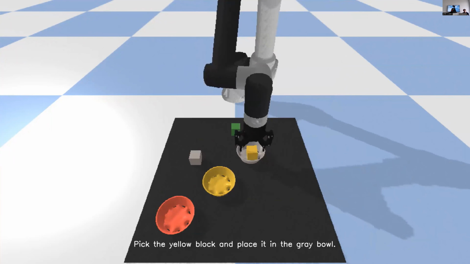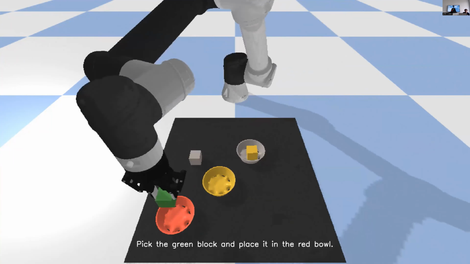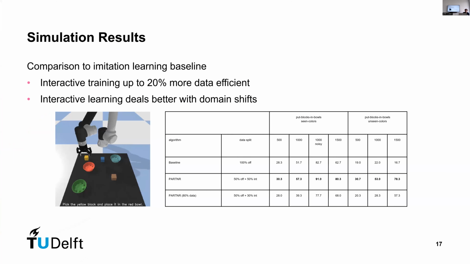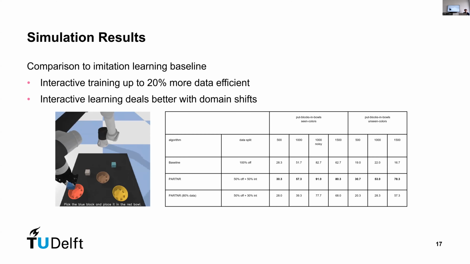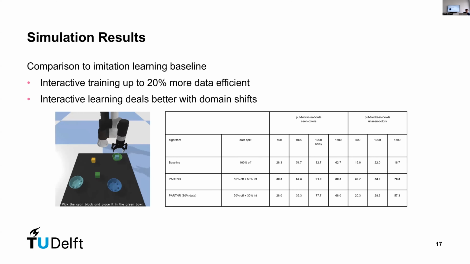So we carried out some experiments to quantify whether this actually helps. Here we have some simulation results where we acquired 500, 1,000 and 1,500 demonstrations, and we compared it to this non-interactive baseline. We see that using this form of interactive learning, we can actually obtain similar performance with up to 20% fewer demonstrations. This is probably due to the fact that we acquire fewer redundant demonstrations, and maybe also we learn some recovery behavior.